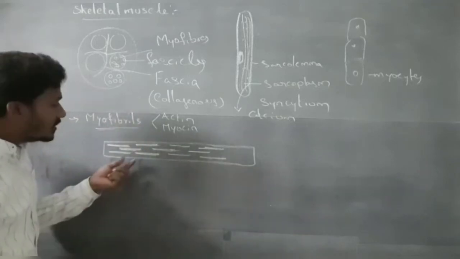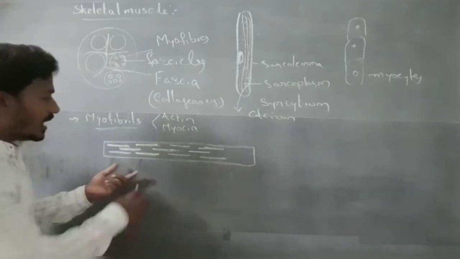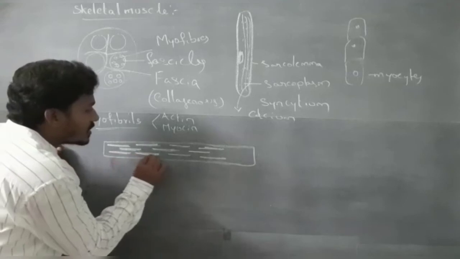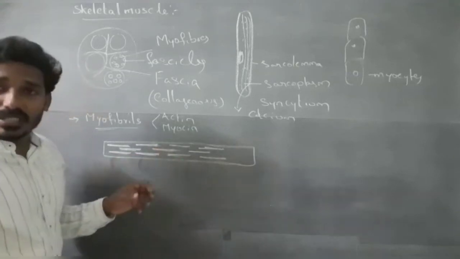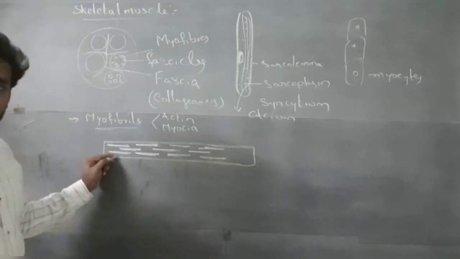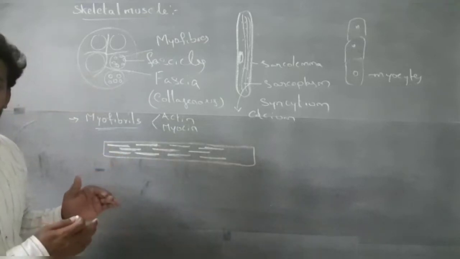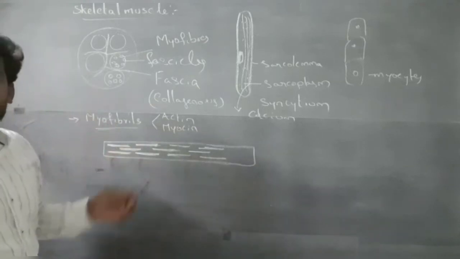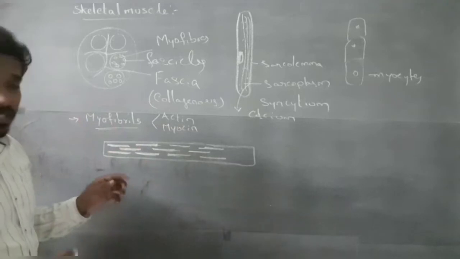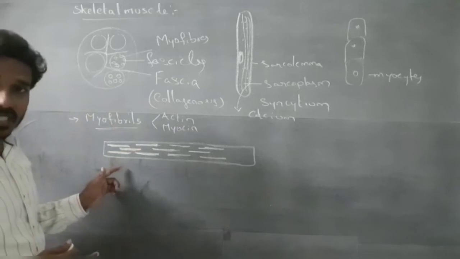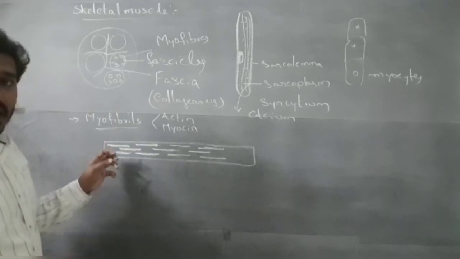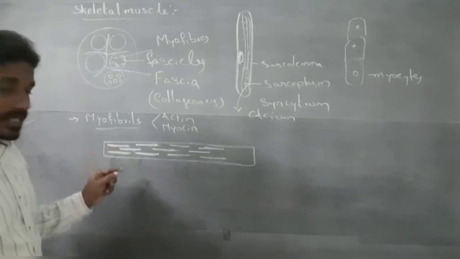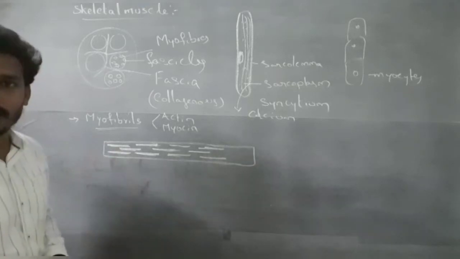In skeletal muscle, these are arranged alternately. So this gives the striated appearance. Actin and myosin are arranged alternately and regularly, so this gives skeletal muscles a striated appearance. Skeletal muscles are striated because actin and myosin are alternately and regularly arranged.